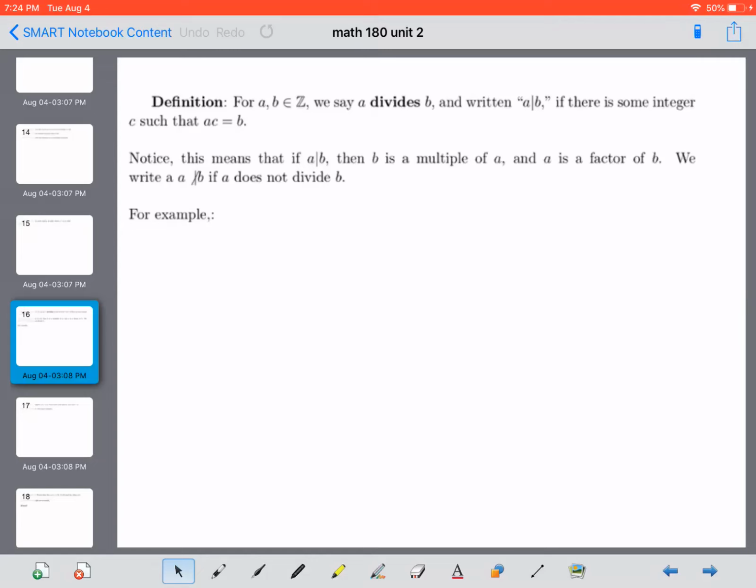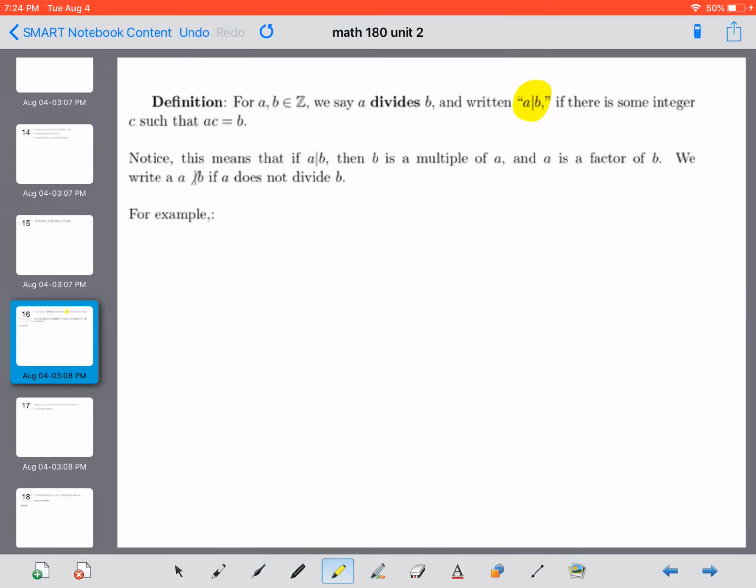In our last video, we started to talk about direct proof, and we used that to try and prove some statements about even and odd integers. So in this video, we're going to generalize this to the idea of division. So for integers a and b, we would say that a divides b, and we write that with this notation here, a vertical line b, if there's some integer c such that a times c equals b.